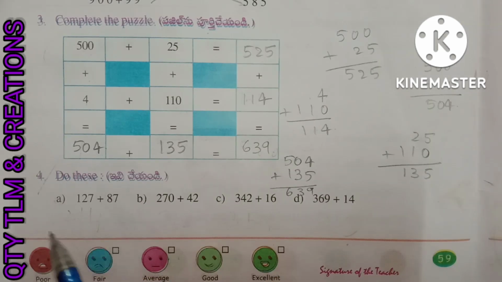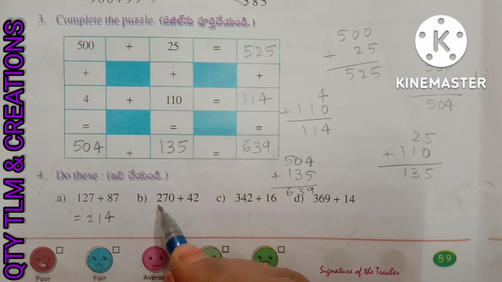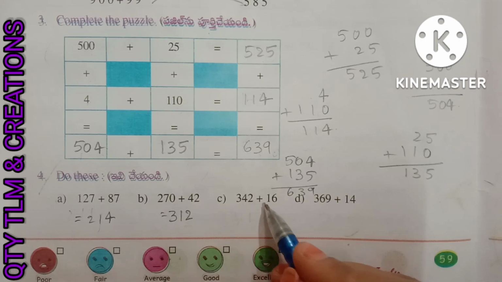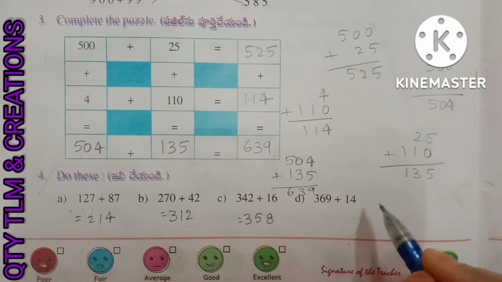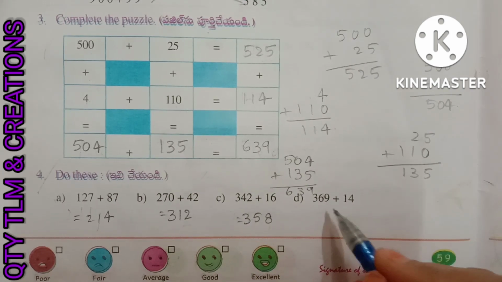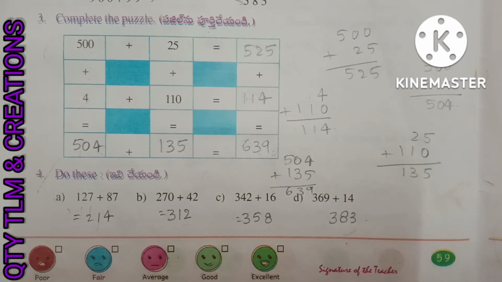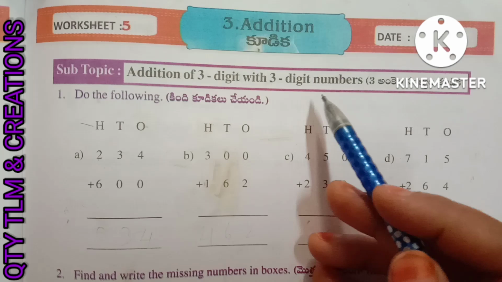Next one, do this. A, 127 plus 87, we get 214. Next B, 270 plus 42, we get 312. Next C, 342 plus 16, we get 358. Next D, 369 plus 14, we get 383.